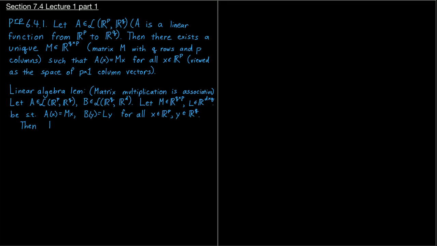Then we can compose B with A because the domain of B, which is Rq, is the same as the range of A, which is Rq. B composed with A of x is L times Mx, and because matrix multiplication is associative, this is L times M times x for all x in Rp. So the composition of two linear operators is also a linear operator, and if you know the matrices for the two operators you're composing, you know the matrix for their composition.